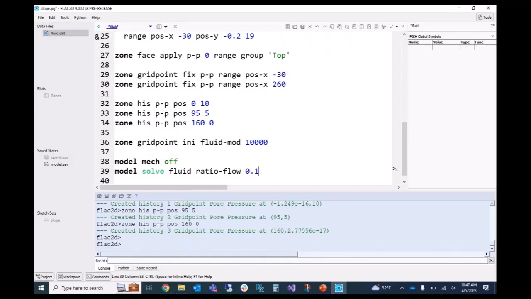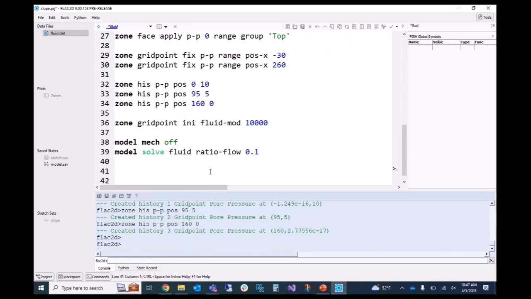You could, in theory, just give some number of steps, or you can also give some amount of time. You say model solve age something and give some time, and then you can just look at the histories and see when they've flattened out, and you say, okay, now I'm at steady state, right? And then at the end, I'm going to put a save.